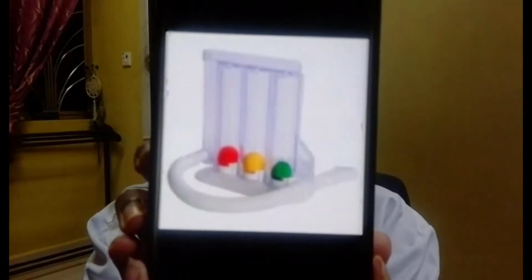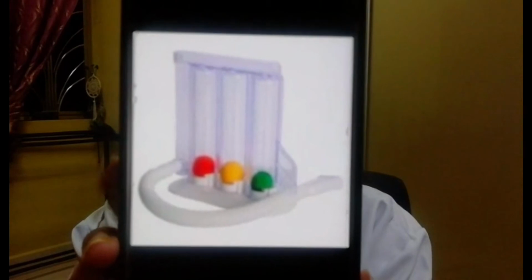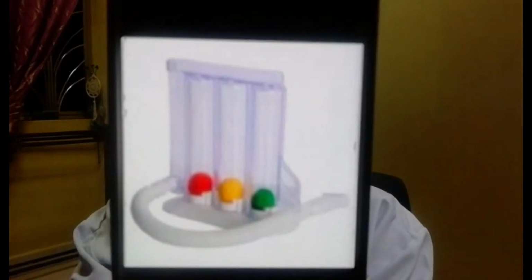The trifluorometer comes with 3 colored balls in the 3 main chambers, and is attached with a piston and the tube, and it comes with the mouthpiece at the end. For this one, the main goal of the procedure is to make sure the patient can inhale and lift all the 3 balls up.